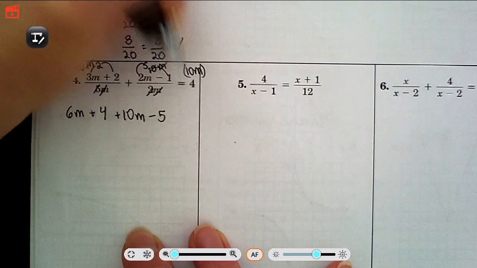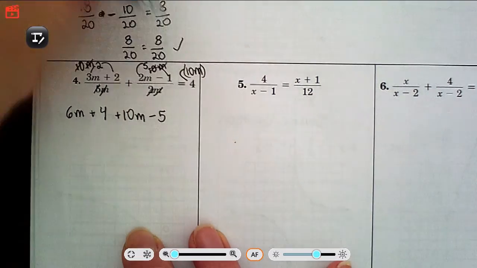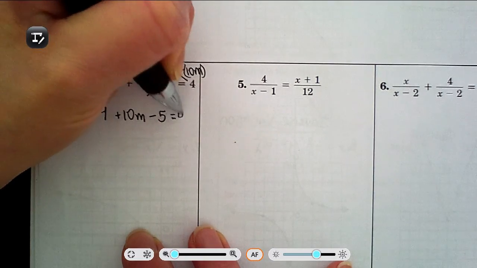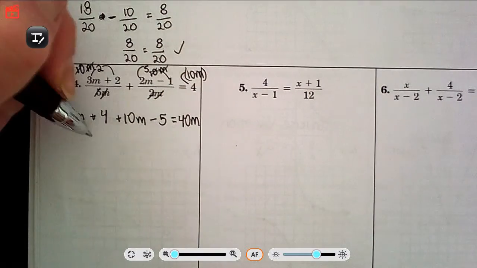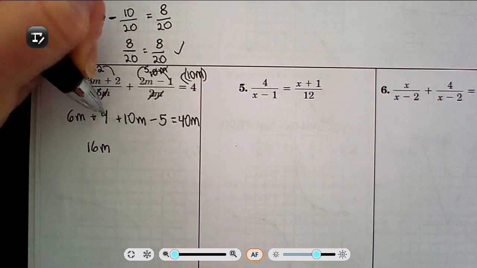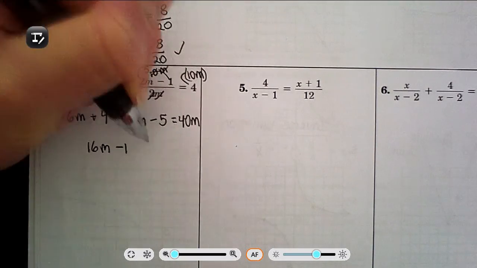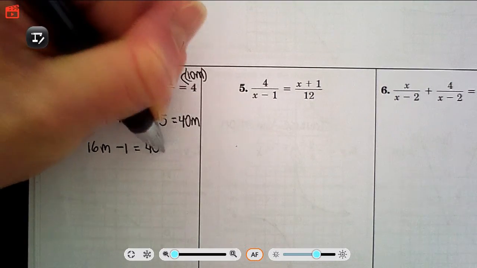Over here, there's nothing to cancel by. That's all right. Then we just move over to multiplying. We get equals 40m. Take these terms then and combine. 6m and 10m is 16m. 4 minus 5 is negative 1, equals 40m.